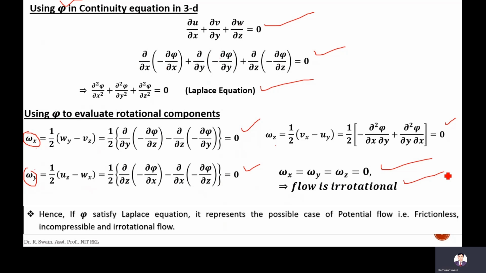So if phi satisfies this Laplace equation, then phi exists. There is a possible case of fluid flow, and the rotational component is 0. That means the flow is irrotational. Hence, if phi satisfies the Laplace equation, it represents a possible case of potential flow: frictionless, incompressible, and irrotational flow.